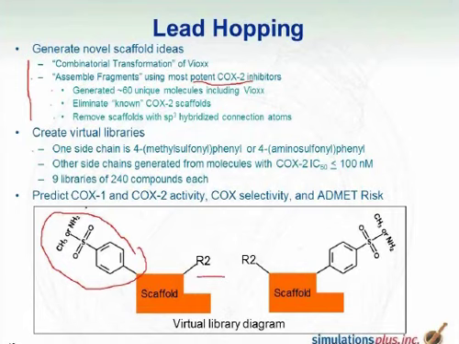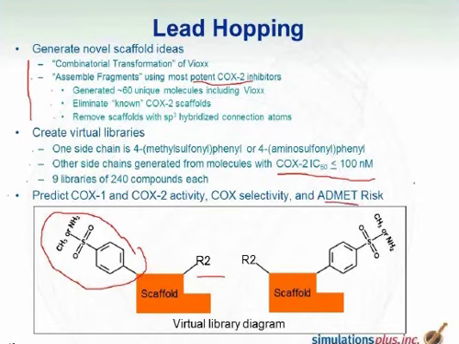For the R2 groups, I was pretty conservative in generating those side chains, so I just took molecules that had COX-2 activity of less than 100 nanomolar, and I used those side chains to create the virtual libraries. Overall, we created 9 virtual libraries with 240 compounds each, and then we used our models to predict the COX-1 and COX-2 activity and selectivity. And then we also applied ADMET risk.